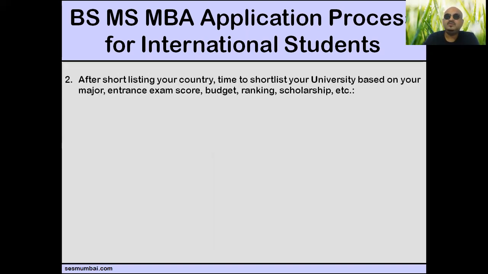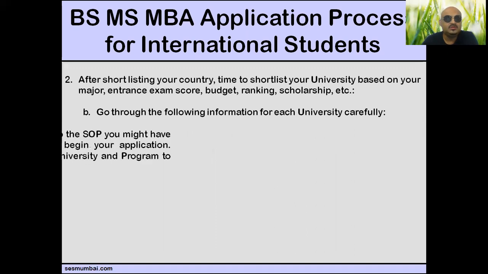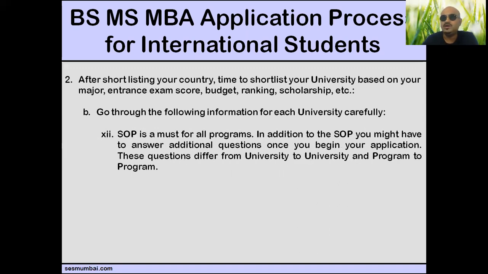After shortlisting your country, it's time to shortlist. Okay, so some more information. SOP, Statement of Purpose, is a must for all programs, whether you're applying for a bachelor's, MBA, or MS. They want to know the purpose of you doing a master's or an MBA or a bachelor's. In addition to the SOP, you might have to answer additional questions once you begin your application.